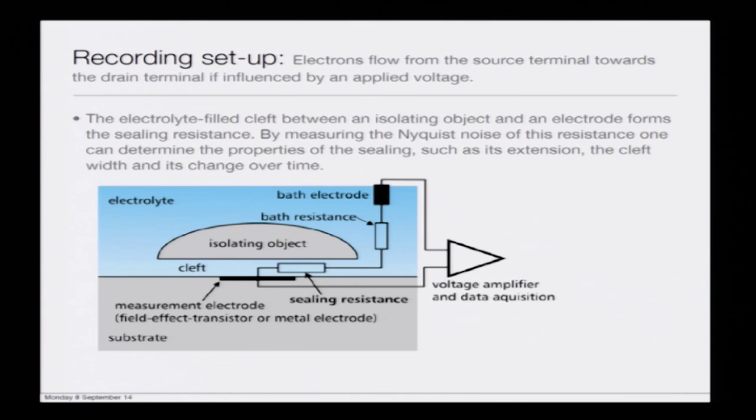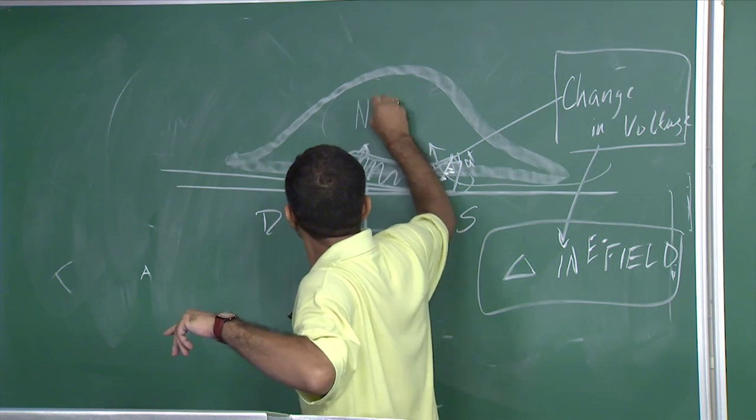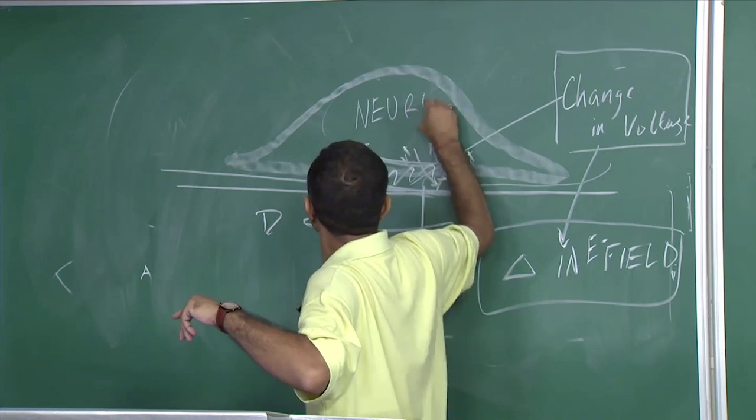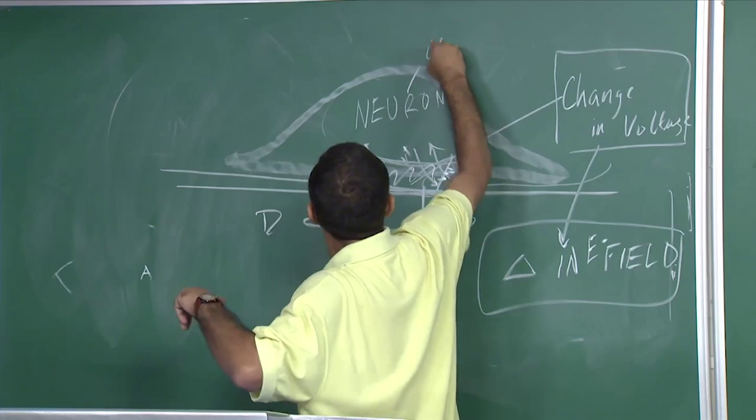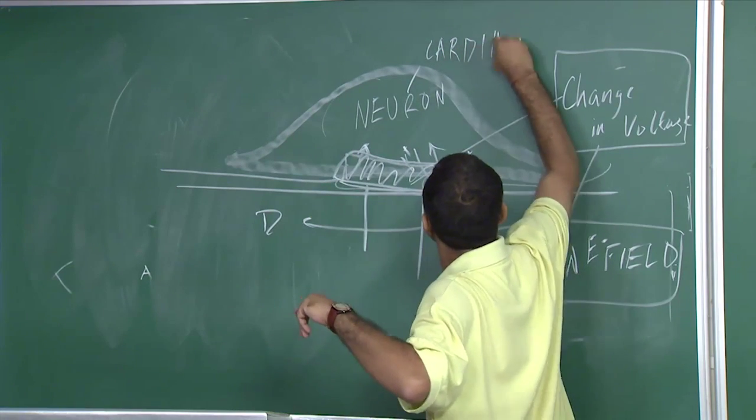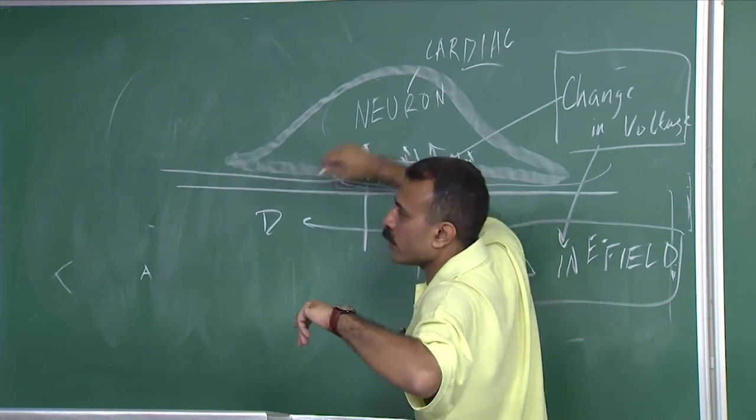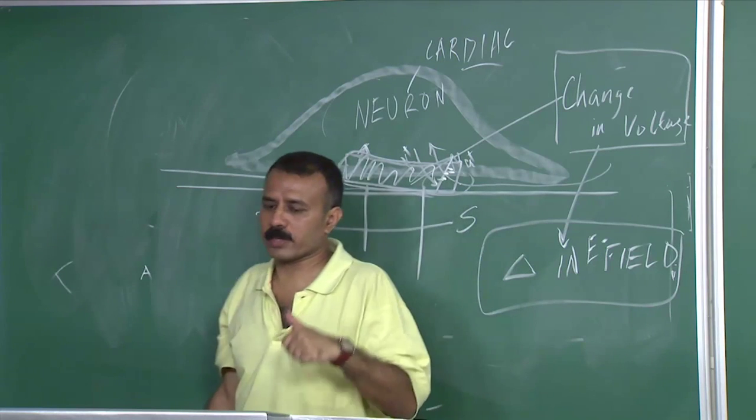Electrons flow from the source and drain terminal if influenced by an applied voltage. The influence is coming from this neuron, or it could be anything, it could be a cardiac cell, but it has to be an excitable cell which is continuously changing its extracellular voltage.